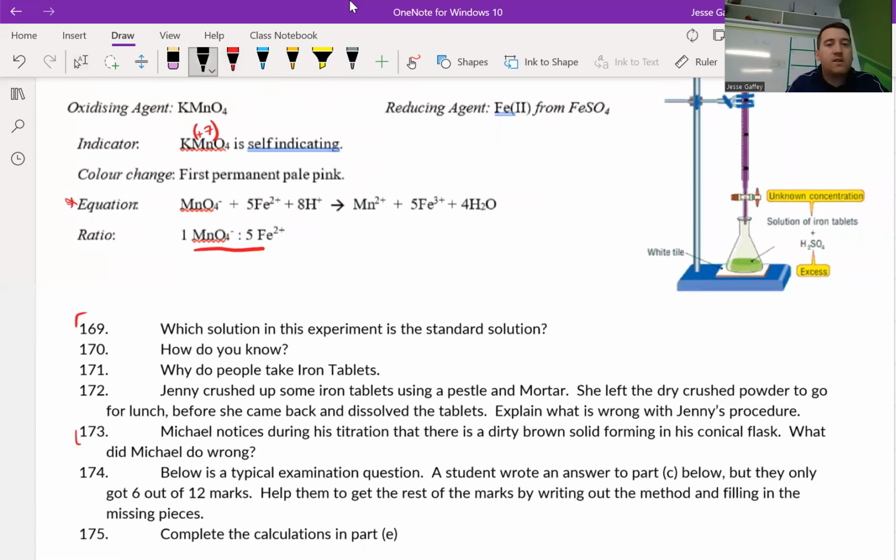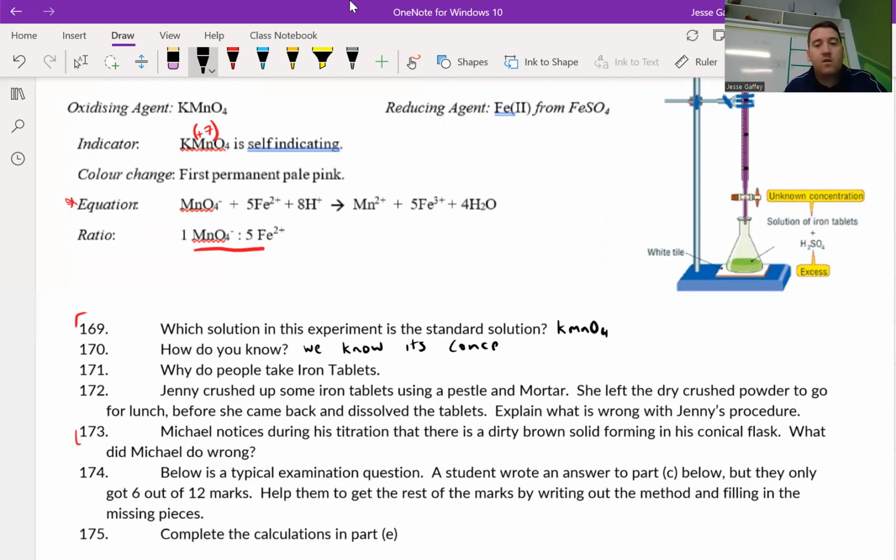All right, so which solution is the standard solution? Well, that is the potassium permanganate in this case. Remember that we're working with iron tablets that we don't know how much iron is in, so we definitely can't know the concentration. So we have to know the concentration of the other one, KMnO4. So how do we know that this is the standard solution? Well, we know its concentration. We have to know its concentration.